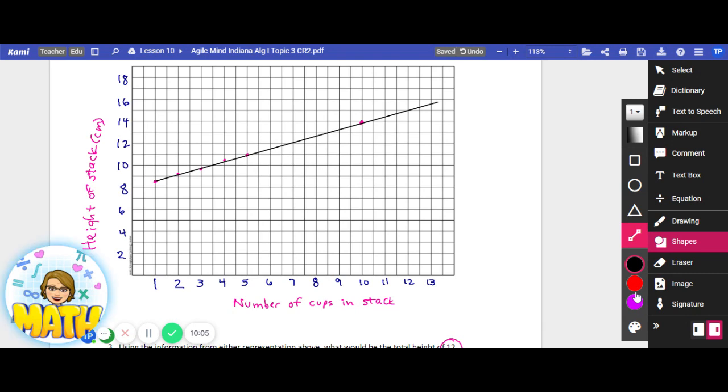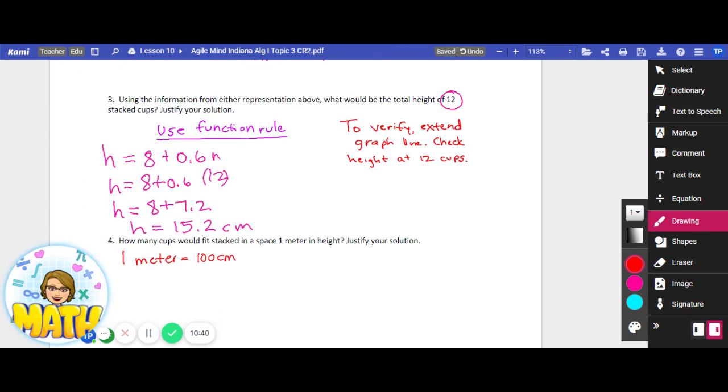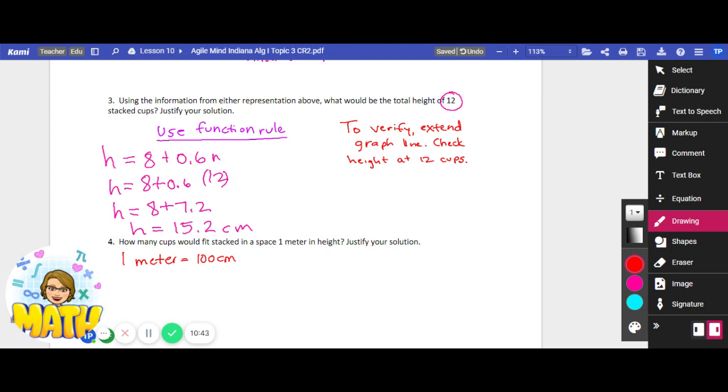So now I go over on the graph to the number of cups being 12. And I'm going to show you my thinking here. I look straight up from the 12 cups until I hit my graph line, and I hit it right there. If I now look over to the left and see what that height is, I can see that it is really, really close to 15 centimeters. So it does seem logical that the answer we got to number 3, 15.2 centimeters, could be the correct answer. It pretty much matches what we have on the graph, although on the graph we had to do some estimating.